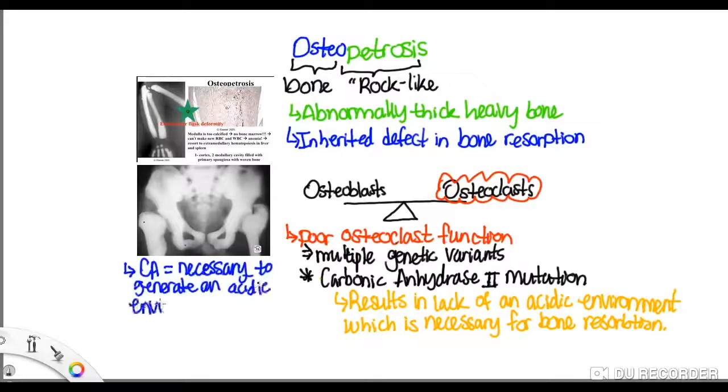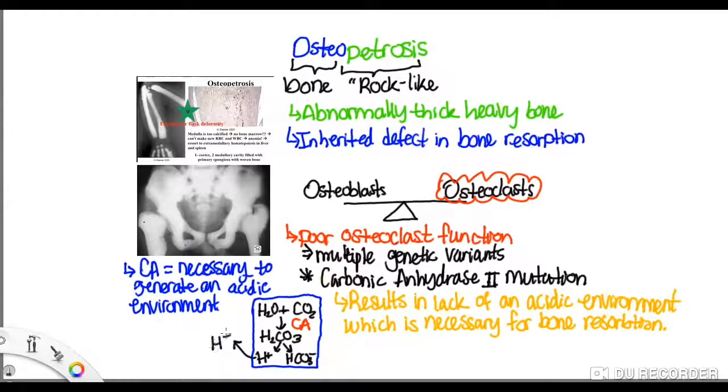Now, in order to generate an acidic environment, the enzyme carbonic anhydrase is necessary. Carbonic anhydrase combines water and CO2 to make up H2CO3. Carbonic acid then breaks up into a proton and bicarbonate. Now, this proton, which is the acid, leaves the cells, and this is what creates the acidic environment necessary for bone resorption. If osteoclasts don't have the ability to generate this acidic environment, they won't be able to resorb bone, and this is exactly what occurs in the carbonic anhydrase 2 mutation.